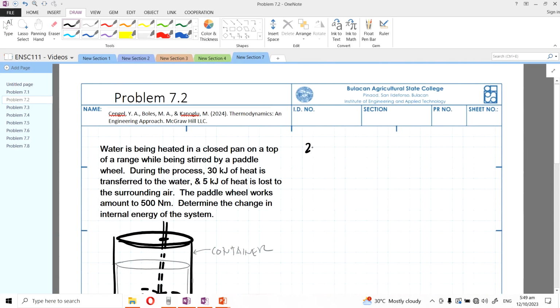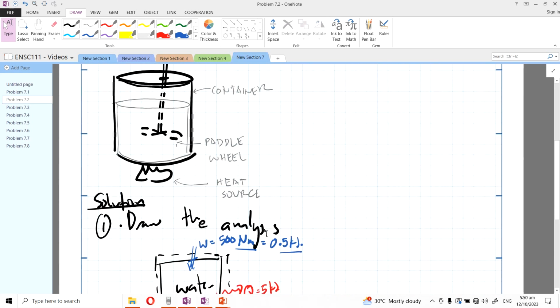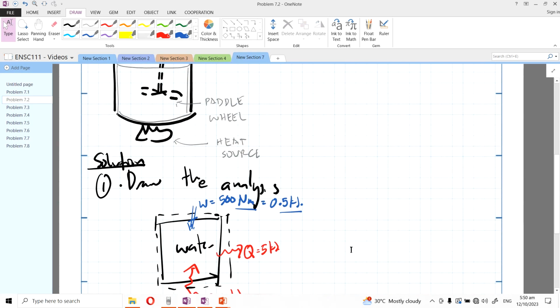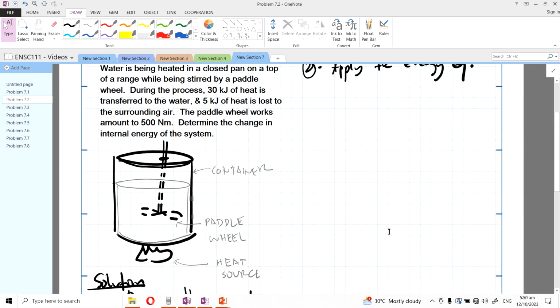Right, now that we have drawn the analysis, let's apply the energy equation. So what form? Is it the total form? Is it the rate form? Or is it the specific form? From the units, we can see that it's in its total form. So let's write the total form.